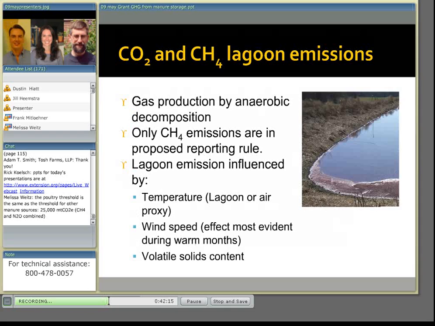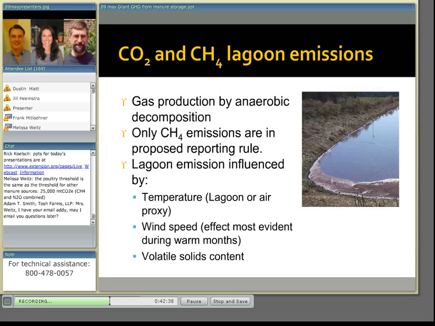If we look now at the CO2 and methane lagoon emissions, both those gases are produced by anaerobic decomposition, but again, only the methane is included within the proposed rule. Those emissions are going to be influenced by the temperature of the lagoon liquid, or sometimes it's reported in terms of air temperature because they didn't have lagoon temperatures. It's influenced by wind speed, by the rate at which the gas is removed from the surface as it comes up through the liquid to the surface air, and also by the volatile solids content of the lagoon sludge.